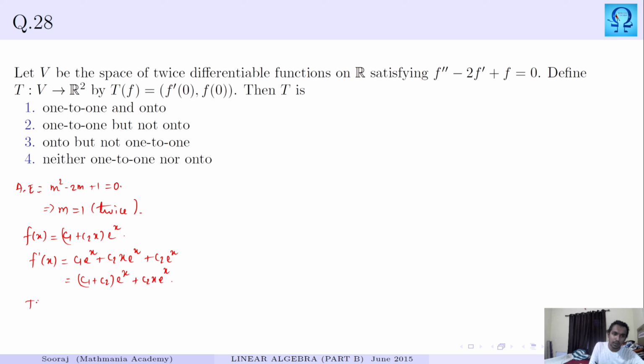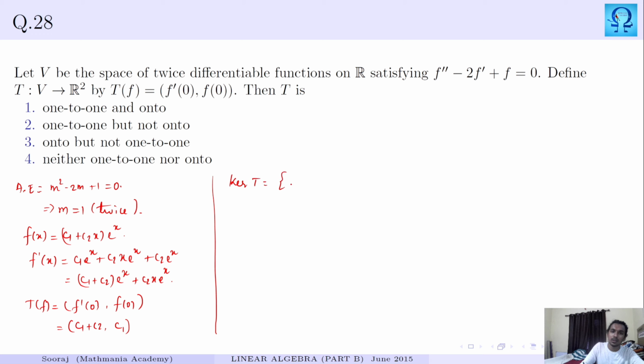Now, what is T of f, which is f prime evaluated at 0 and f evaluated at 0? If you evaluate, what is the thing that you are going to get? c1 plus c2, comma c1, right? This is what we are going to get. Okay, now we'll have to examine what kind of mapping this T is, whether it is one-one or onto, all those things, for which let me evaluate the kernel of T.